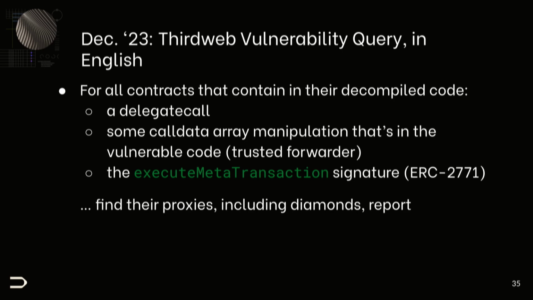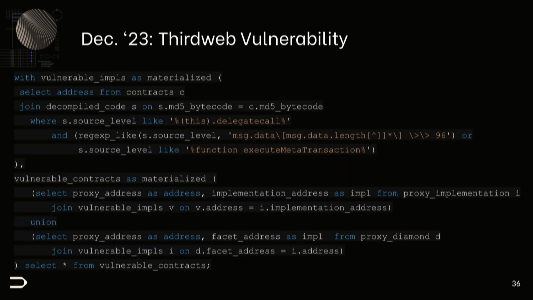But just to give you a glimpse of the technology and what it looks like internally, which is also the same language that you can use for monitoring bots in our system, if you are a user of our integrated security suite, here's what the query looks like. Now, I don't think you can parse this very quickly, but this is the same thing that I described before in English. It looks at the specific patterns in the decompiled code, and then it queries the database for all proxies that call contracts that have these patterns, including all diamond patterns that may involve the contract that has these patterns.